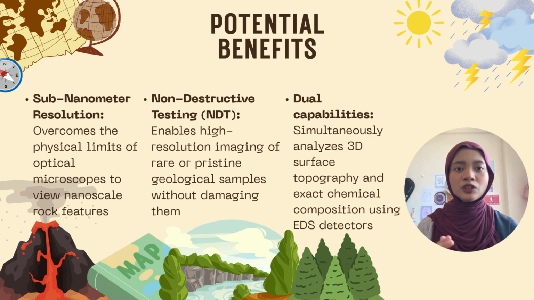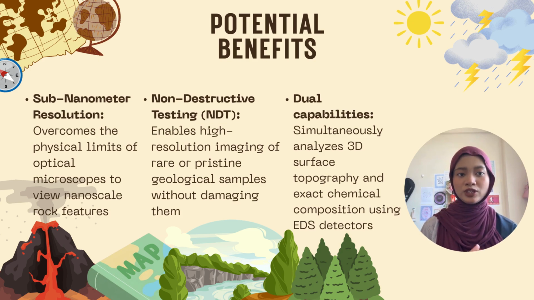In conventional geology labs, standard optical polarizing microscopes are fundamentally restricted by the physics of light wavelengths, meaning anything smaller than 200 nanometers becomes a blur. Electron microscopes overcome these physical limits entirely by using accelerated electron beams instead of light. This allows geologists to easily view nanoscale features within rock formations.